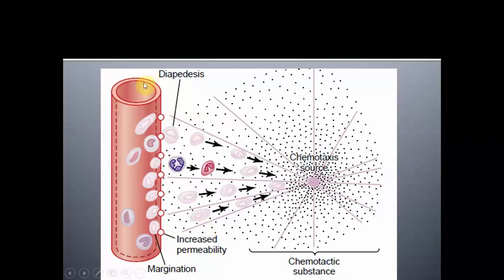This is the blood vessel. The white blood cells inside the blood vessel leave through the pores of the capillaries by diapedesis. Then they are moving by amoeboid movement towards what? The focus, by chemotactic force, through the release of many chemotactic substances that attract them to the site of the main focus of infection.